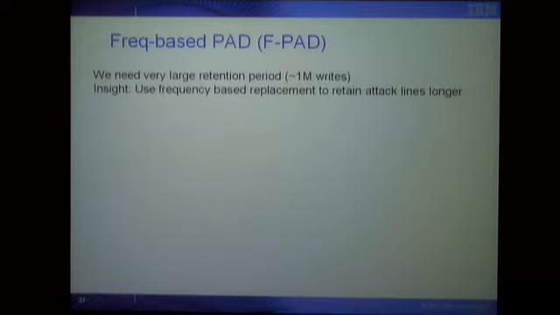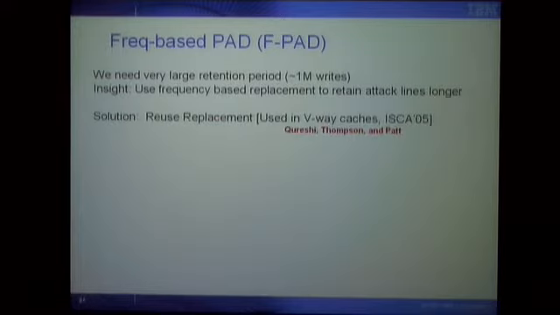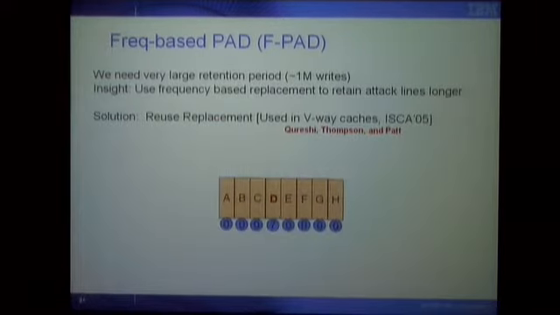Again, an insight: most of the lines that enter the detector almost never give you a hit. The attack line indeed gives you a hit, so it makes sense to retain the attack lines longer and not retain the other lines. So we use a frequency-based replacement. It's called reuse replacement, and it works like this. When you enter a line, the frequency counter associated with the line is 0. If it gives you a hit, the frequency counter is incremented. The line D here is, let's say, the line under attack.